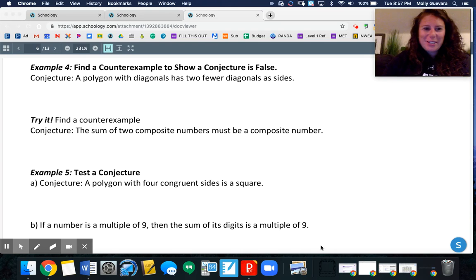We're going to keep moving on in our notes. So I think we are on example 4. I actually don't remember, so if I mess that up, please just let me know.